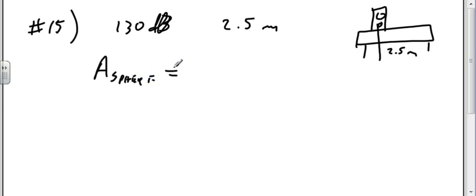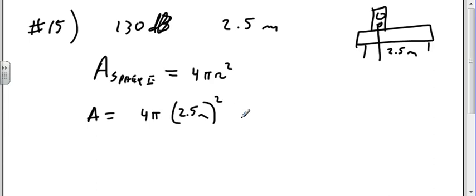And we find that that's 4 pi r squared. All right. And then we're going to have to figure out what that is at 2.5 meters. So the area of a sphere at 2.5 meters is going to be 4 pi 2.5 squared.